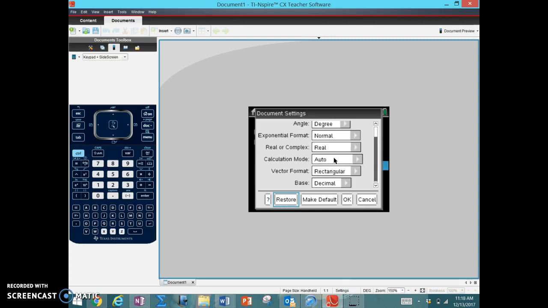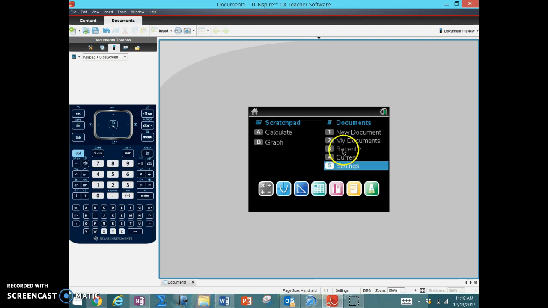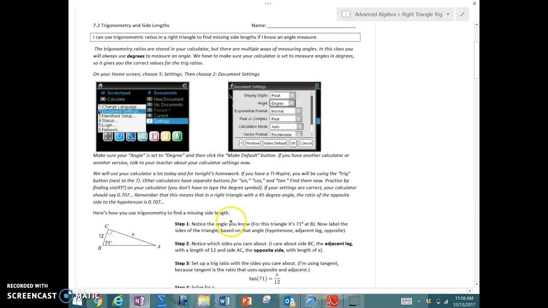So I'm going to tab down until I get to make default and click. And yes, I do want it to save it. And again, now we want to continue to working in new documents. Don't work in your scratch pad, as sometimes it doesn't carry over. So now that our calculators are set, we can continue on. We're going to use our calculator a lot today for tonight's homework. So here's how we're going to use trigonometry to find the missing side length.